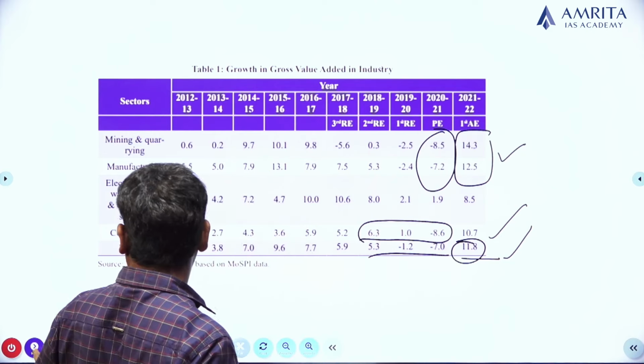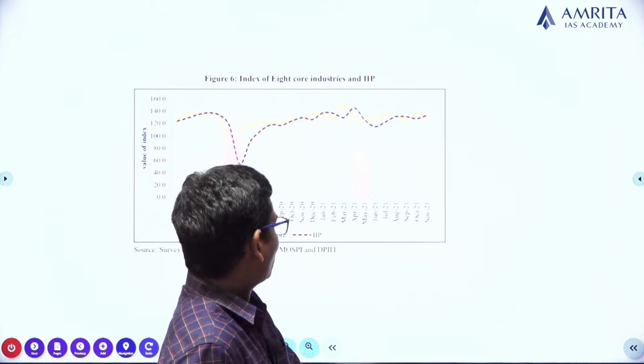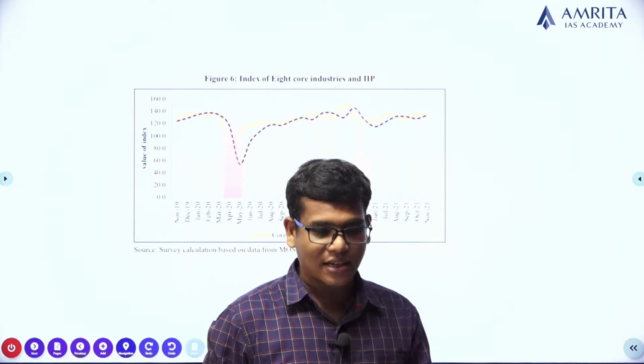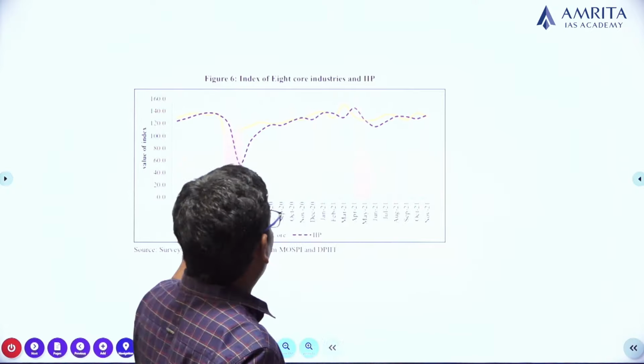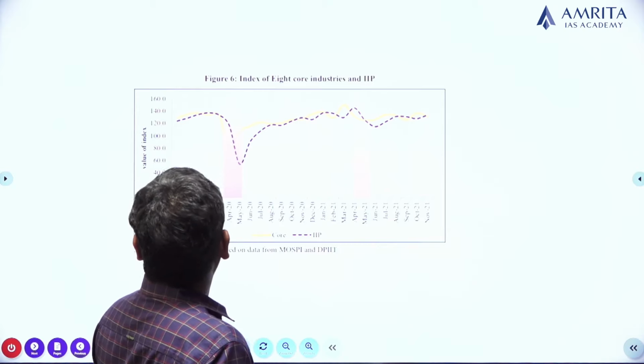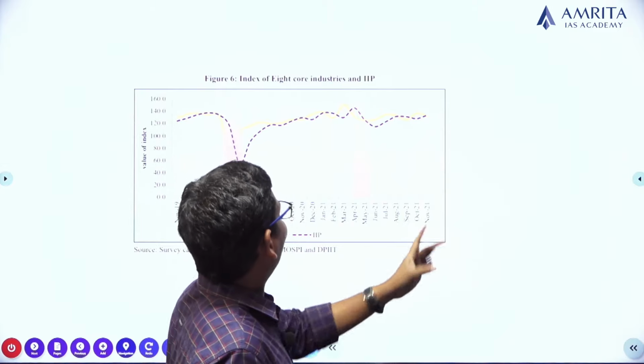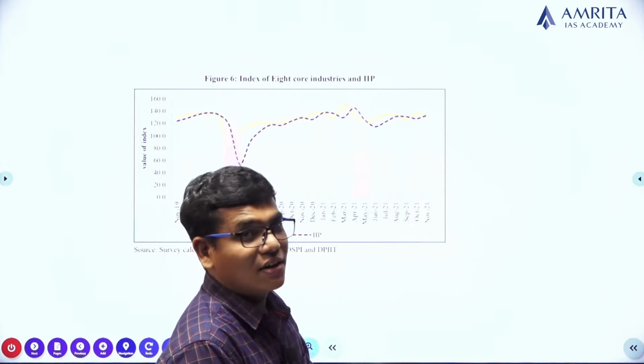This is so. Next, index of 8 core industries and IIP. You know the 8 core industries and you know the index of industrial production. So how are they performing over a period of time? You can see from 2019 to 2021, within different months, how they have performed, they have given.